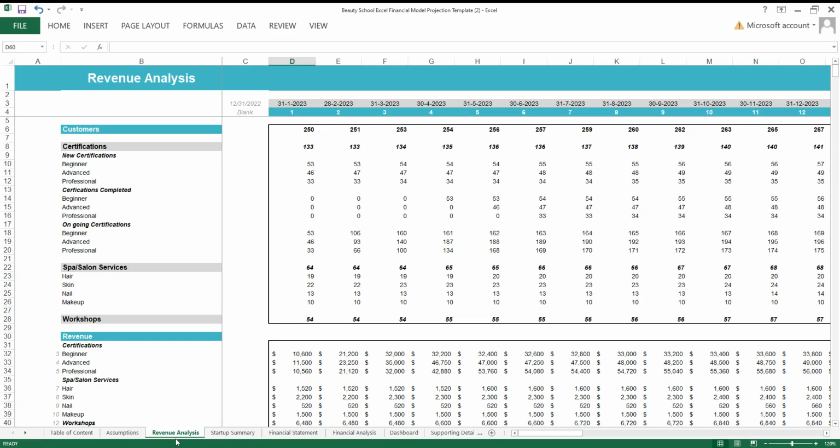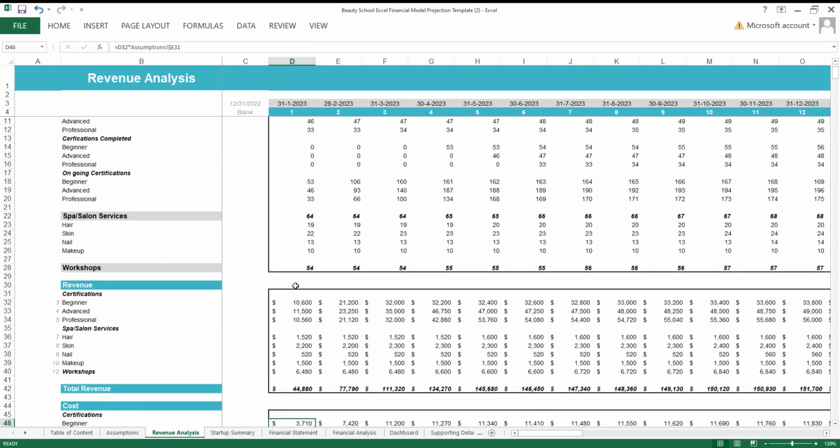Moving on to revenue analysis, we have forecasted the revenue on a monthly basis here, keeping in account the assumptions that we have made about the segmentation.